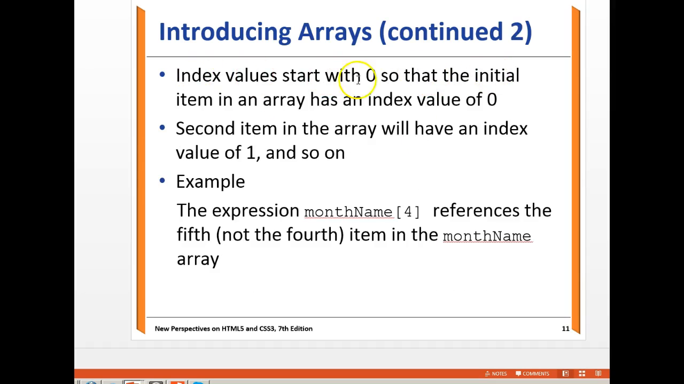So you have the initial value as 0. The second item in the array will have the index of 1, and so on. So in this example here, the expression monthName[4] references the 5th, not the 4th item, because we always initialize the array with 0.